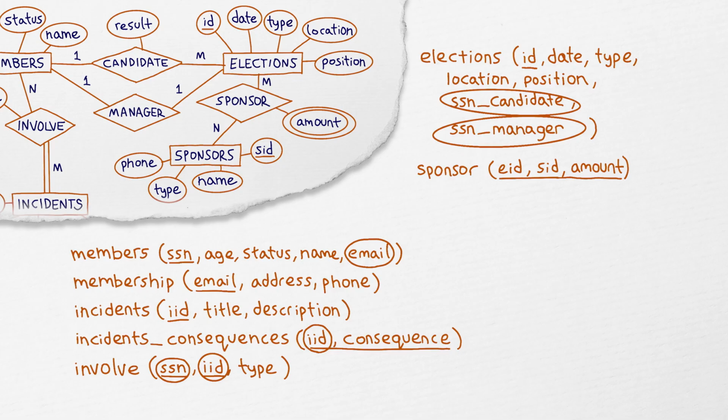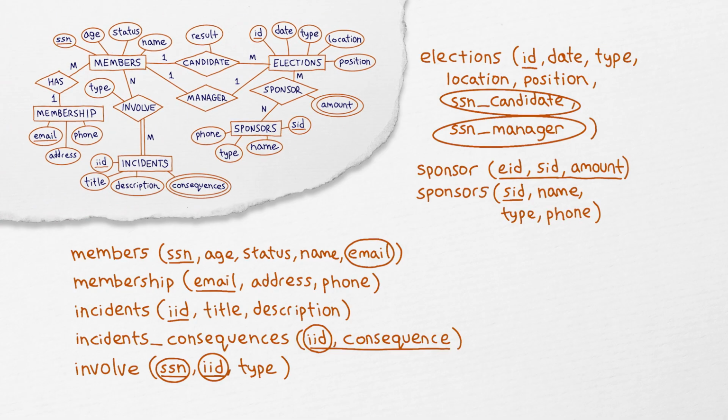So finally, we need sponsors. Sponsors is only participating in a many-to-many, so there is no key from there. So then there will be the final one that is sponsors, and it's getting no foreign key, so it's just the attributes that we got there. So it's ID, name, and type, font. So this concludes the mapping of the ER diagram into a set of relational schemas.